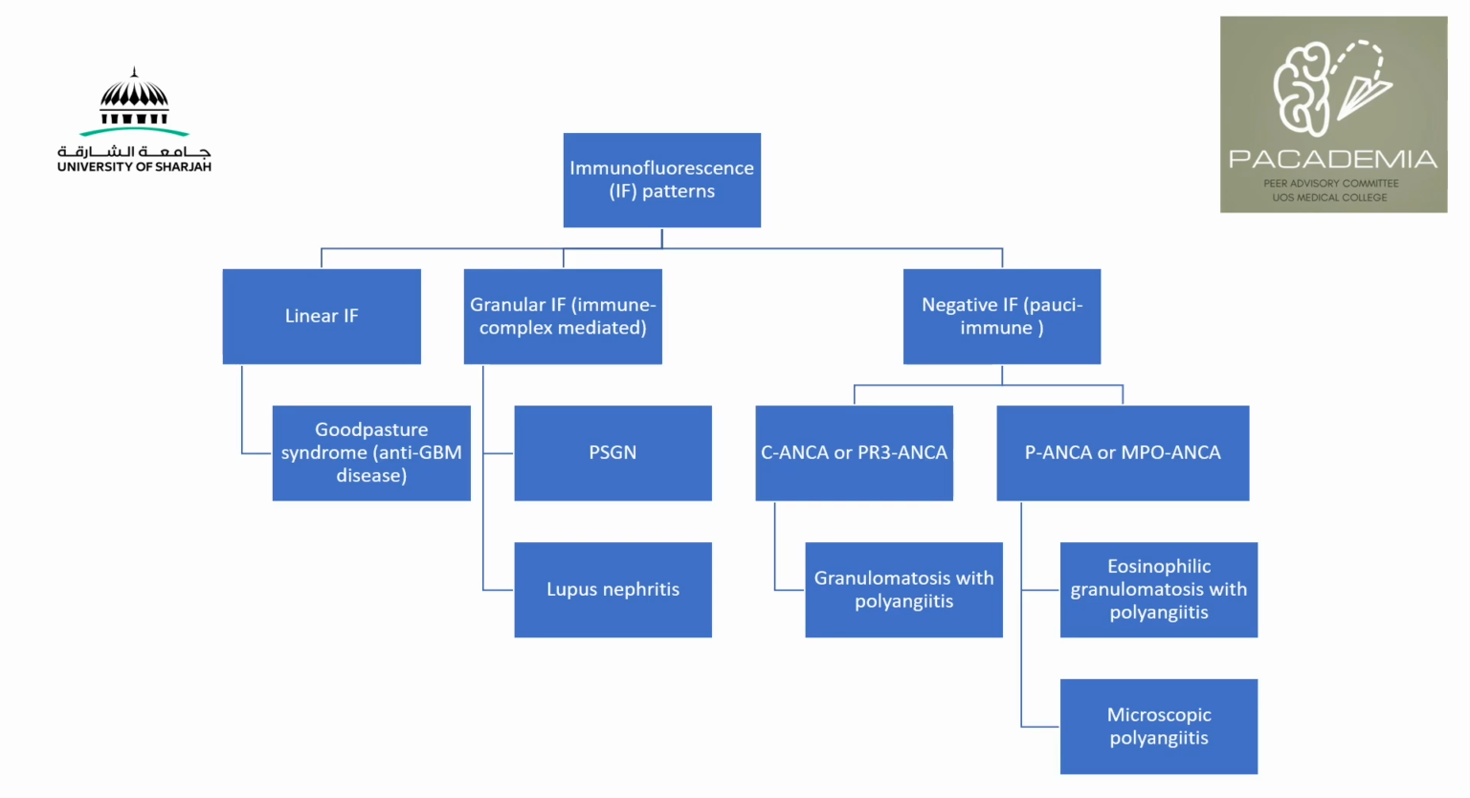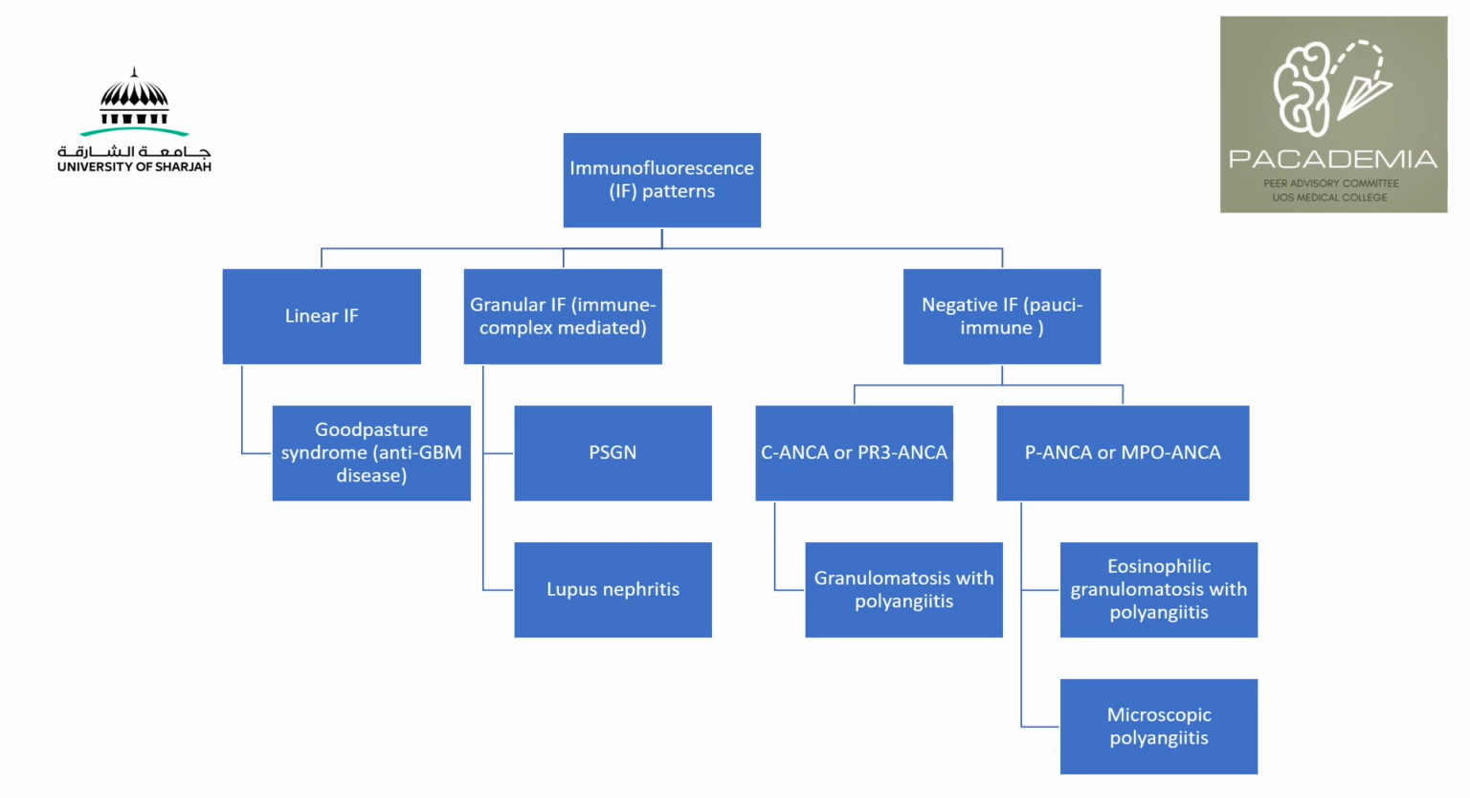We have negative immunofluorescence, or called pauci-immune. We think of two classifications. We look for C-ANCA, or sometimes called PR3-ANCA, and P-ANCA, or MPO-ANCA. This is very important that you should know them. These are very important because they also recur, inshallah, when you go over vasculitis. C-ANCA and P-ANCA are important. I like to mention other diseases too.